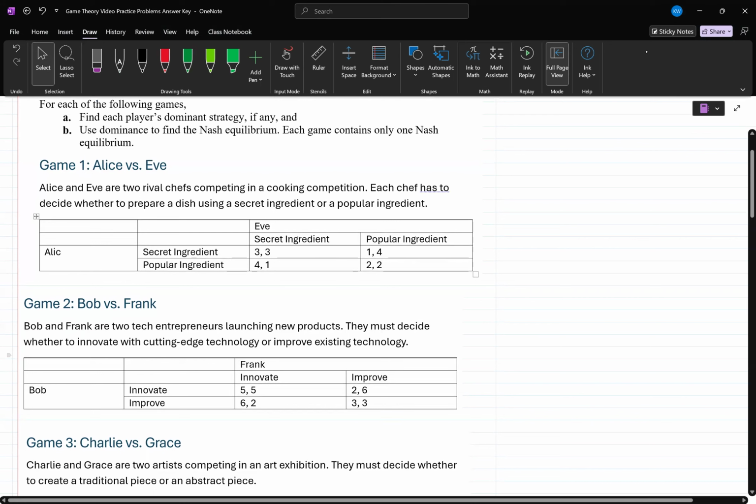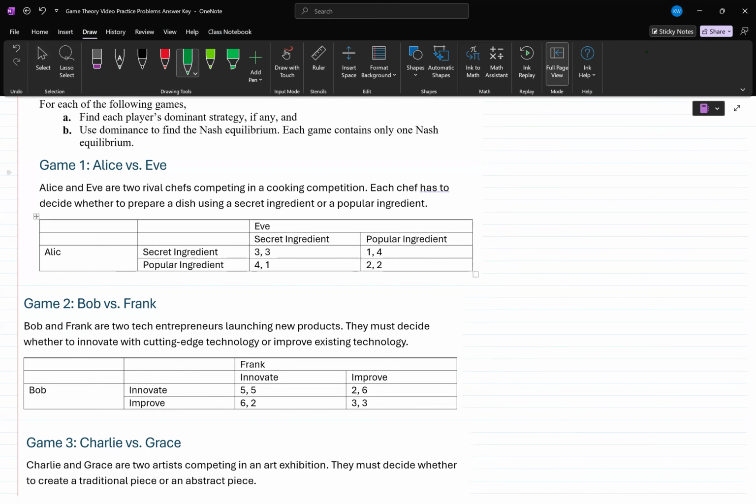So let's start with assuming that Eve is going to place a secret ingredient. In that case, Alice gets 3 units of payoff if she also plays a secret ingredient, and she gets 4 if she plays a popular ingredient, right? So that's her choice in the instance when Eve plays secret ingredient. If Eve instead plays a popular ingredient, then Alice also prefers to play a popular ingredient. So we can see that popular ingredient for Alice is a dominant strategy. She's always going to pick that action regardless of what Eve does. All right, so we can go ahead and circle that.